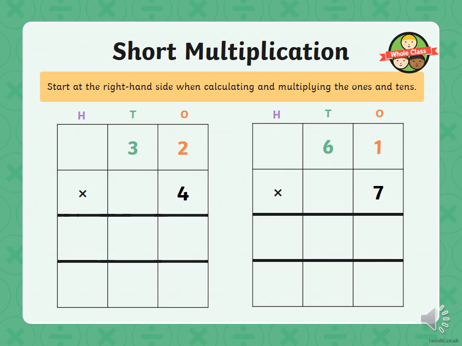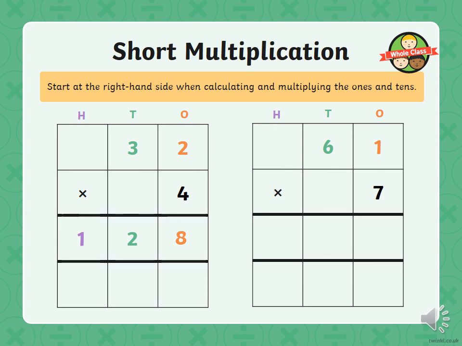So 2 times 4 is what? 8. Well done. Now we move on to the next column, which is the tens column. So 3 tens, which is, well done, 30 times 4 is, 3 times 4 is 12. Good. So that's how we set it out. Now let's move on to the next one.